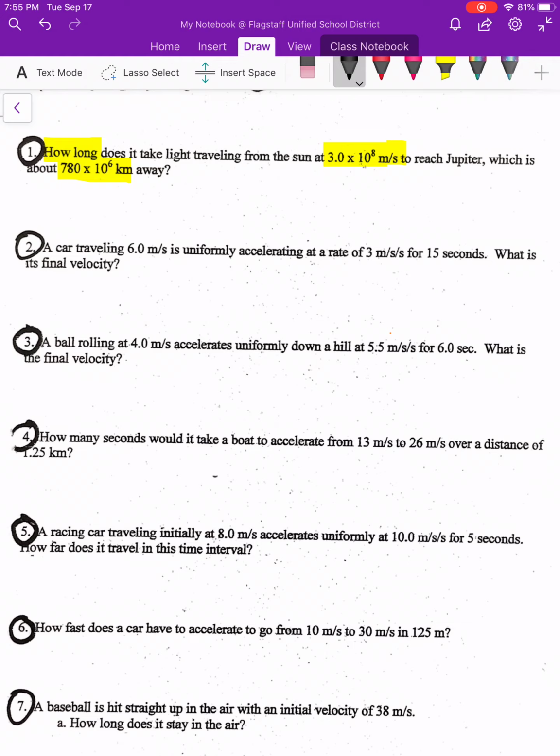So I'm going to go 780 times 10 to the 6th kilometers, and I'm going to convert this to meters, because I want meters per second here. The easiest way to do that, hopefully you guys know by now, kilo means 1,000. So 1 kilometer is 1,000 meters. So now we're at 7.8 times 10 to the 11th. Perfect.